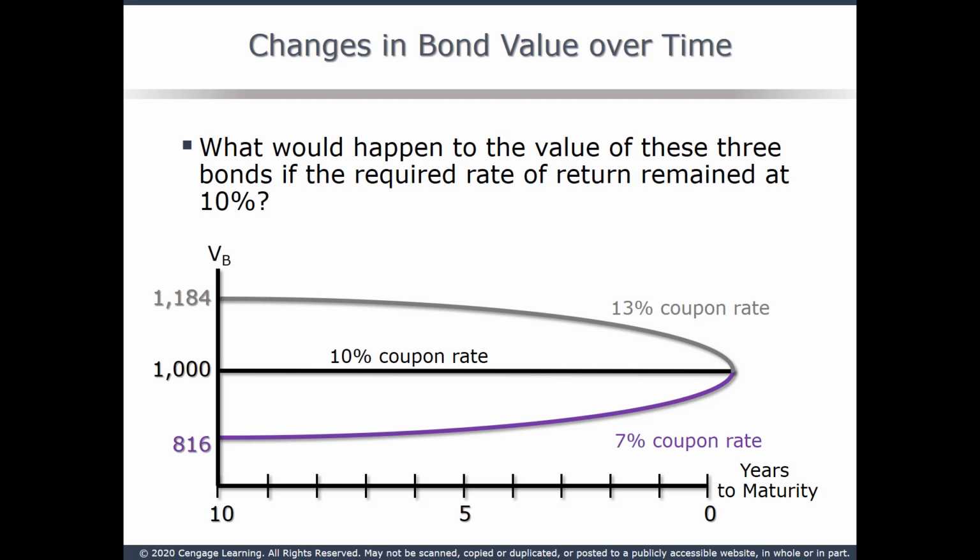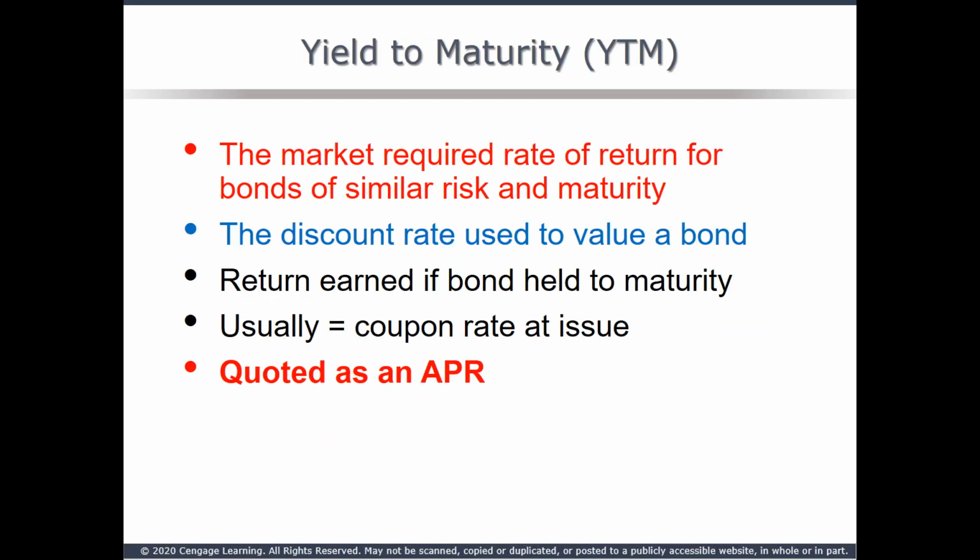Par value will stay at 1,000. So far, we've looked at how to find the price of a bond, but the truth is bond prices are quoted. What is not observable is the yield to maturity, the market required rate of return on a bond. Yield to maturity is the discount rate used to value a bond, and as it changes, the value of the bond changes inversely.